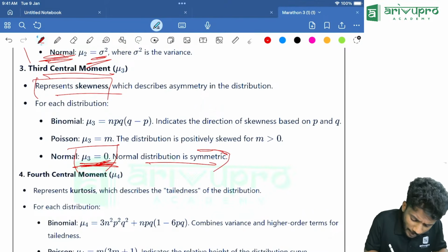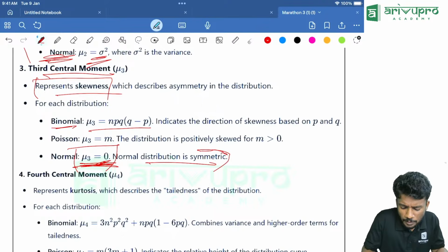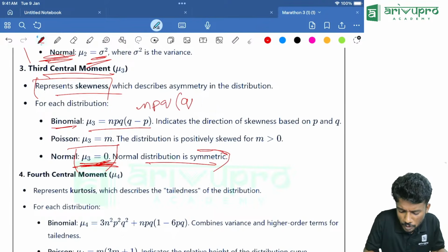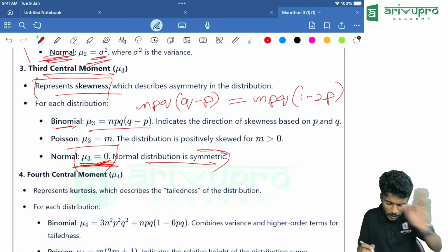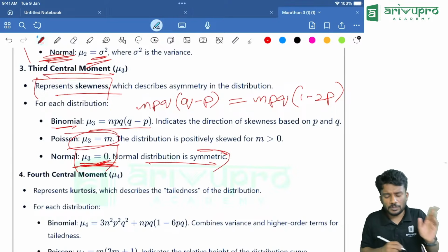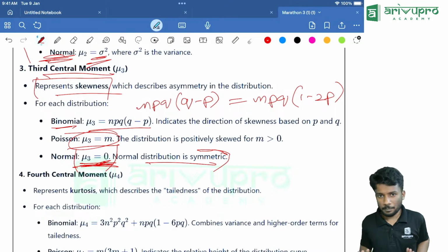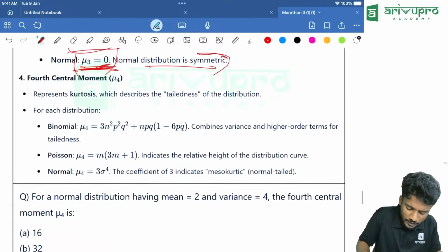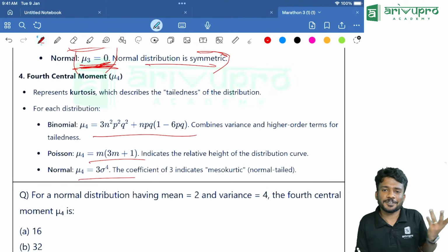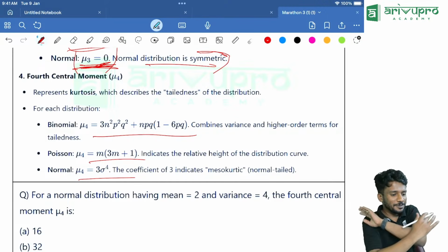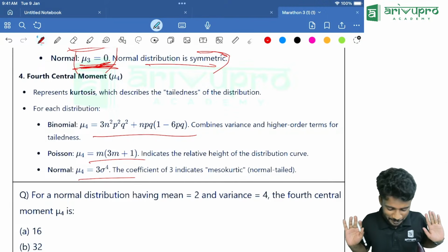While in the binomial distribution, mu3 is what? NPQ into Q minus P, or you can write it as NPQ into 1 minus 2P. Anyway, you can write it. And in Poisson, that is equal to how much? M itself. Okay. Then finally, we have the fourth central moment. Keep a note of the formula. If they ask, you need to use the formula itself. There is no other method to do questions based on this.